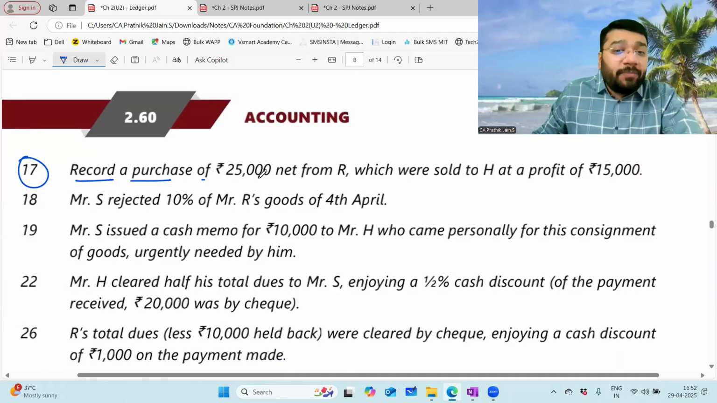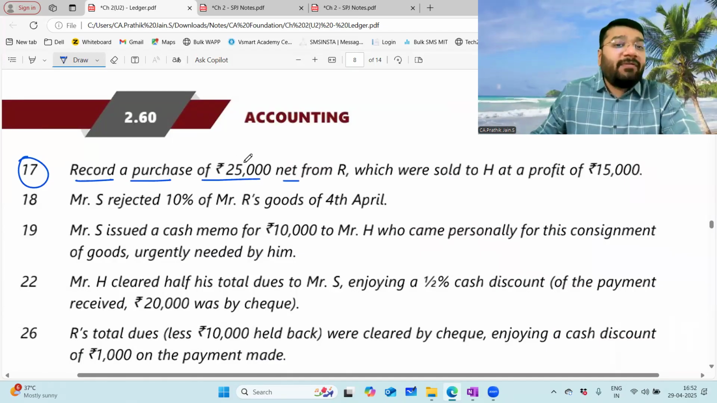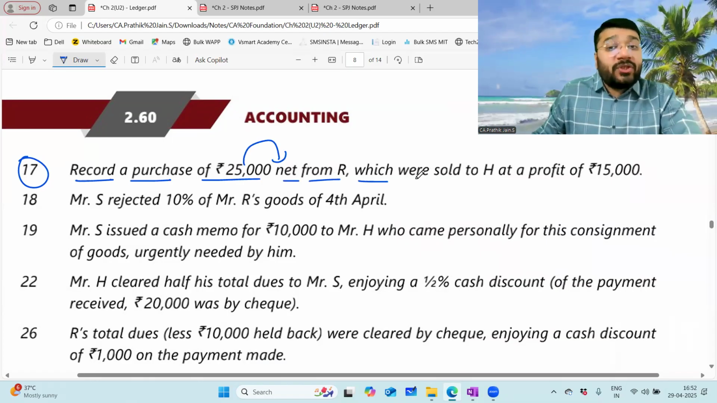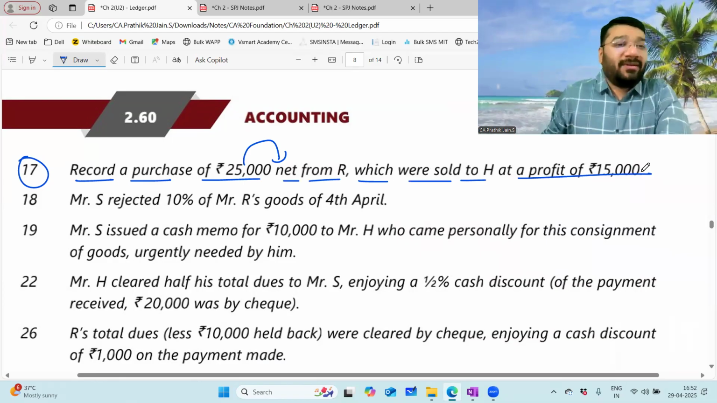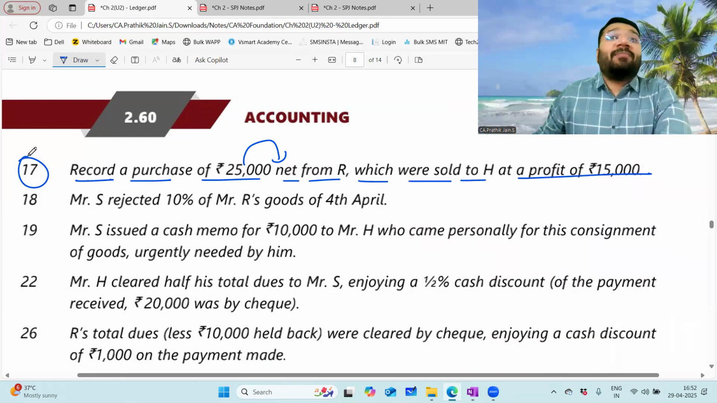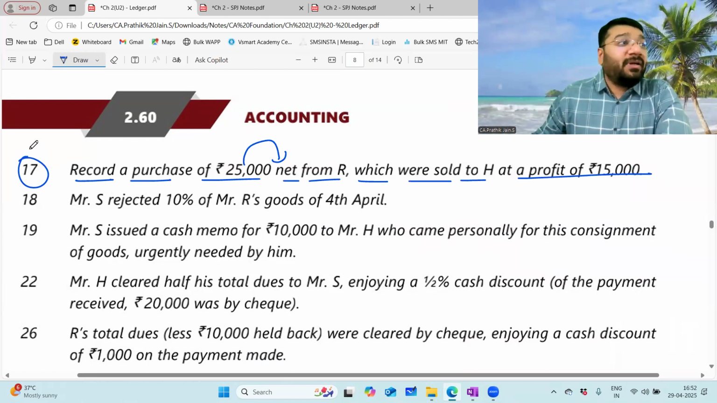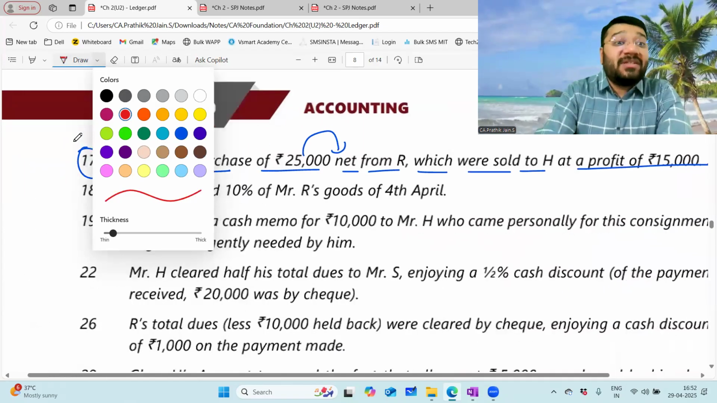That's all. Okay. Now, 17th one. Record a purchase of rupees 25,000 net from R, which was sold to H at a profit of 15,000. You have red color pen? Take it. Always have to carry. Why? Because you have to put danger symbol here.